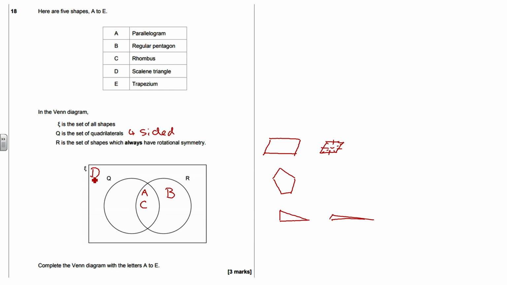Finally, we've got the trapezium. Now, a trapezium is simply a quadrilateral with two parallel sides. So we can see that a trapezium certainly is a quadrilateral, it's a four-sided shape. However, if we rotate a trapezium round, we're never going to get that scenario where it fits on itself. So a trapezium falls into group Q, but not into group R.